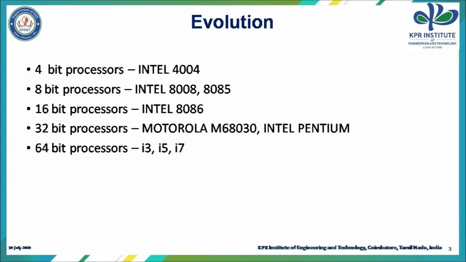Before seeing about the 8085 microprocessor, let us see the evolution of processors. The first manufactured processor was 4004, which was a 4-bit processor. Then 8008 and 8085 processors, which are 8-bit processors. Then came 8086, a 16-bit processor. Then Motorola M68030 and Intel Pentium 32-bit processors, and nowadays we use i3, i5 and i7, which are 64-bit processors. This is about the evolution of microprocessors.